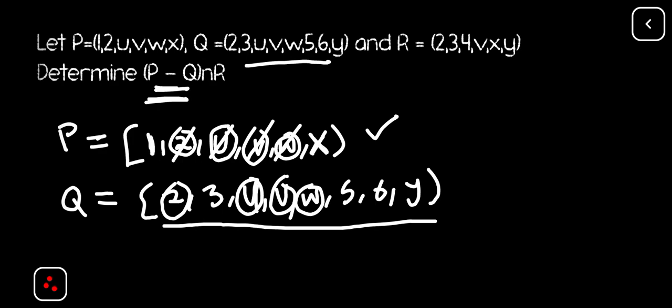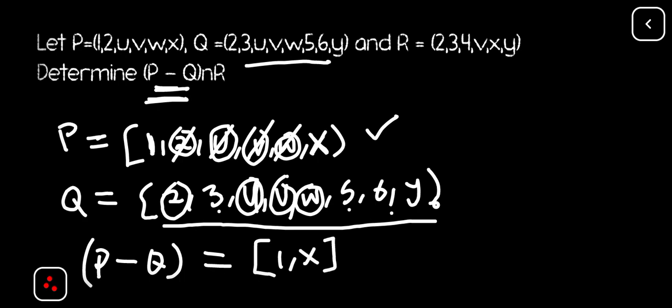So take note, we're not merging the remnants of Q along with it. We just want to subtract any element of Q from P. So at the end of the day, our P minus Q will be the remnants after removing the elements of Q from P, and that is just 1 and X. Okay? I just want that to sink in a little bit. Just allow it to sink in.